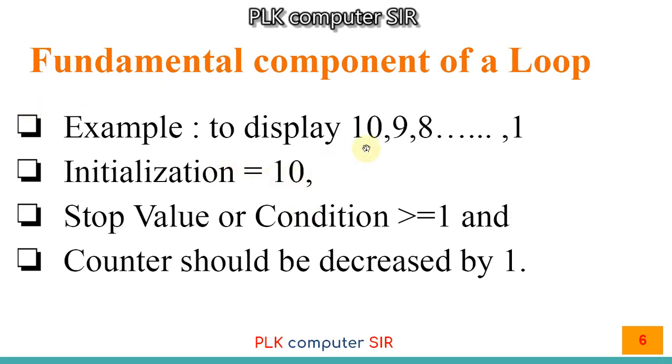Another example, suppose we have to go from 10 9 8 7 6 5 4 3 2 1. So in this condition our start value or initialization is 10. What is the stop value or condition? That is 1, and the counter should be decreased by 1 each time, because the start value is bigger than the stop value or condition.